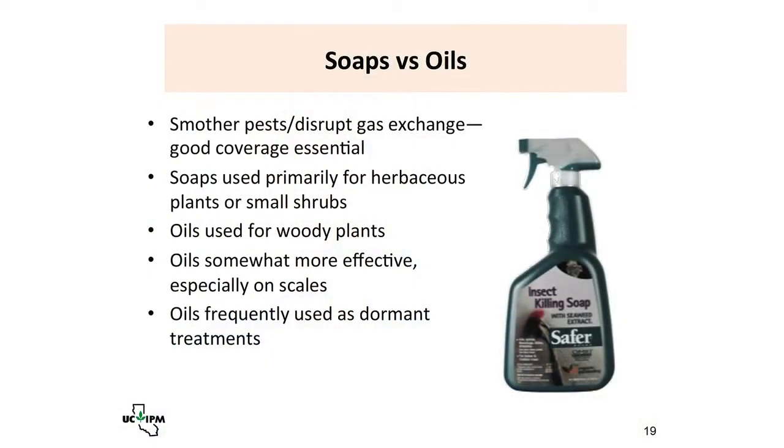Soaps work a little bit differently than oils, and they're used mostly for herbaceous plants. Oils are much easier to put in a compressed sprayer and spray on a large tree for dormant treatment, for instance, but they kill in similar ways.